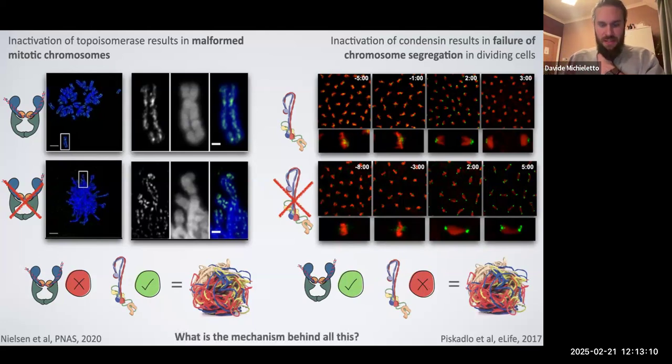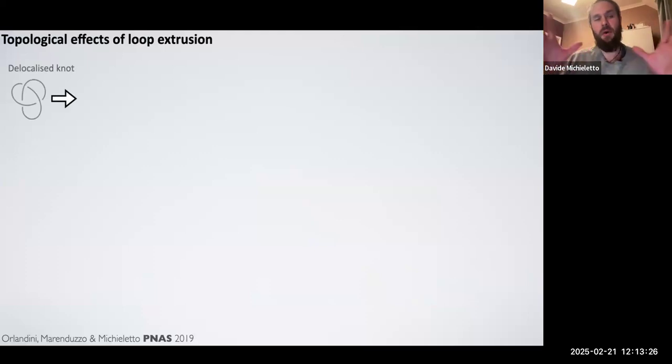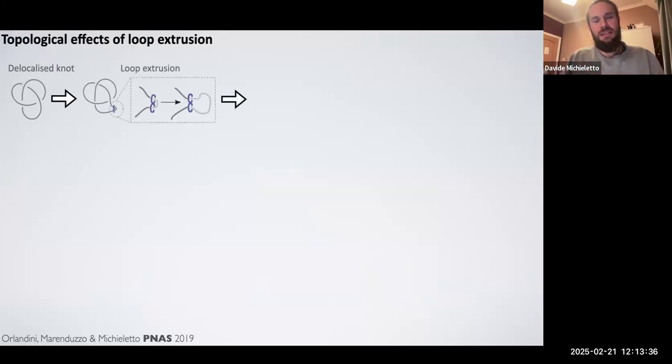So we wanted to understand exactly the mechanism behind all this. And one thing that came to my mind some years ago was to try to understand better what loop extrusion does on a knotted polymer, for instance. So let's take a polymer, a curve that is knotted and delocalized, so the knot is a bit everywhere. You cannot really tell. The curve is knotted throughout. Now imagine that I start to do this loop extrusion and I wait until it's finished. What will happen is that the knot is all localized on a short segment of the whole curve. This is obviously a sketch.